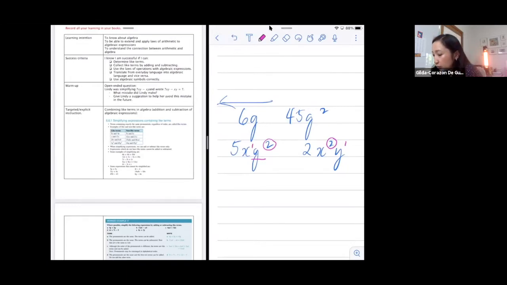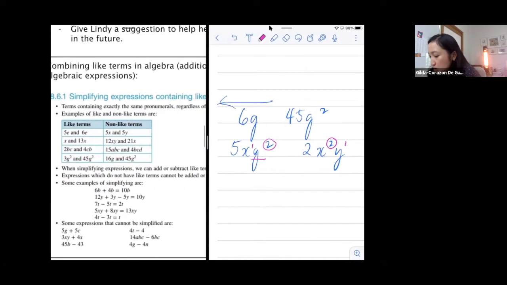The other thing that we need to emphasize is that the order of these letters does not matter, okay? So for example, when you have 2bc and you have 4cb, bc and cb are just the same, because we've got our commutative property of multiplication. Just like 5 times 3 is the same as 3 times 5, okay? So now we've got some examples and non-examples of like terms.